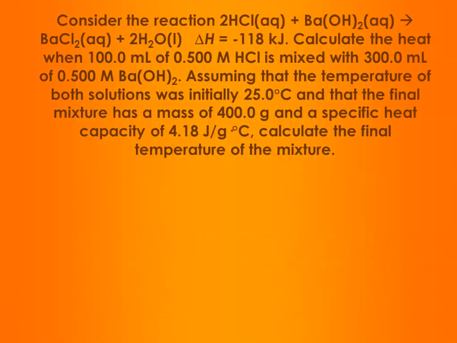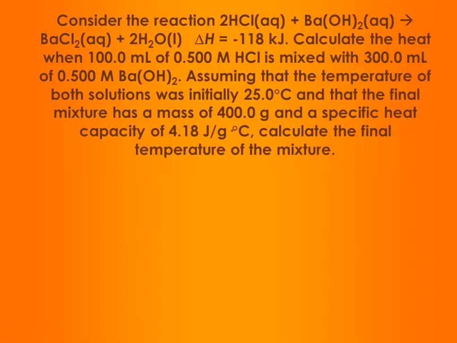So in the first example I'm going to deal with you, it's a chemical change. We have hydrochloric acid and barium hydroxide combining to make barium chloride and water. And we see that delta H for this particular reaction is 118 kilojoules that's being released. We're first going to calculate the heat that is going to be generated when 100 mL of 0.5 molar HCl is mixed with 300 mL of 0.5 molar barium hydroxide.